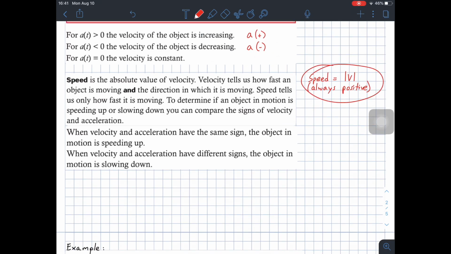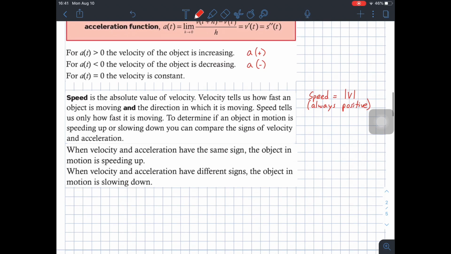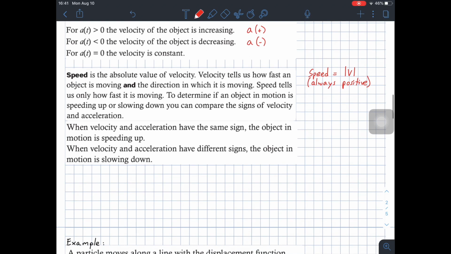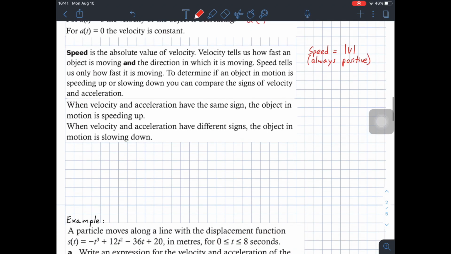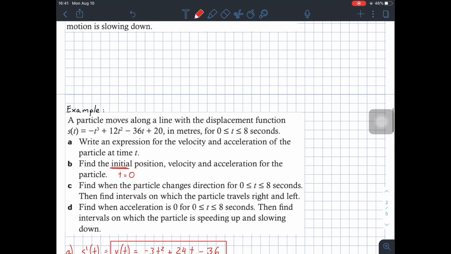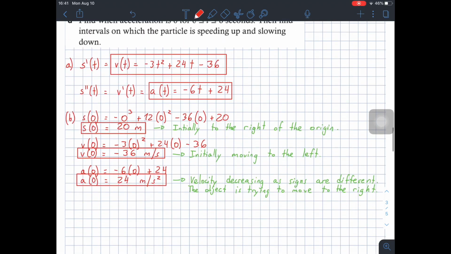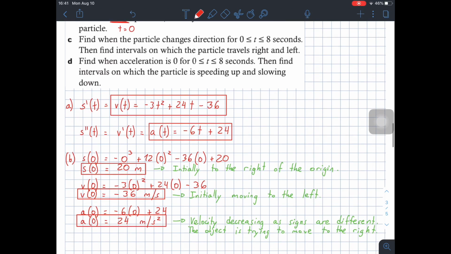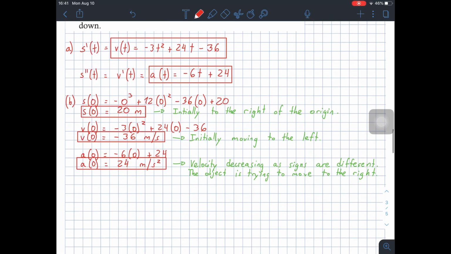So here's just a mathematical representation of speed. It's the absolute value of velocity. That means that it is always positive whenever you read the word speed. This is something that you should have seen in physics as well. Okay, so let's continue now with the problem. We're gonna go to part C.